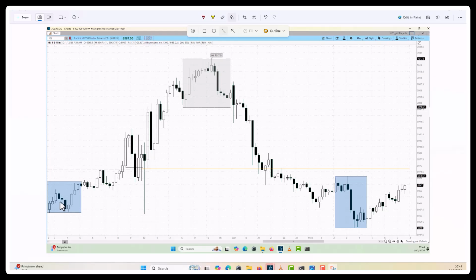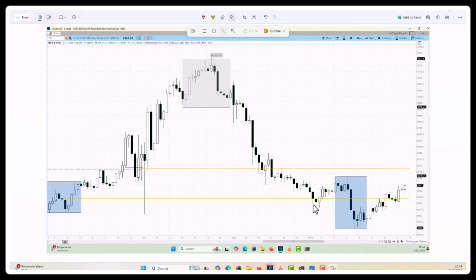Okay, how about this right here? Let it go through the fair value level right there. So at that level, what do we see? It breaks to the upside: 1, 2, 3, 4. So if it goes down to that level, that means it will fail to break out.